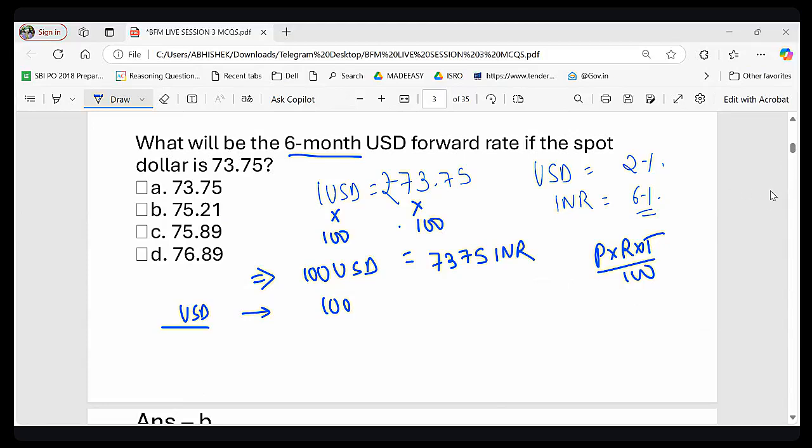Yes, let me see. Just wait a minute. Okay, fine. Let me again rephrase this particular question. You have been asked to calculate the 6 month USD forward rate, right? I think few people are joining. Few people are messaging me to join. Just wait a minute. I'm also joining those people. Okay.